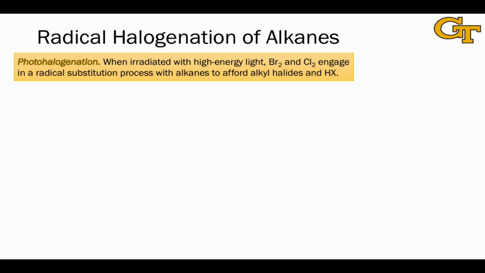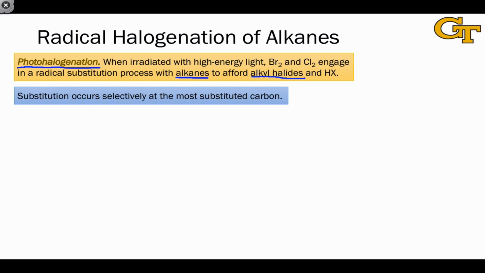Believe it or not, we can take advantage of radical chemistry to engage with alkane CH bonds. This is what happens in the so-called photohalogenation reaction, in which bromine or chlorine are used to substitute for hydrogen in an alkane. This results in a highly useful conversion of alkanes to alkyl halides. Because this reaction involves a radical, substitution occurs selectively at the most substituted carbon. Here's an example of this reaction that uses propane, and we can see here that we have both methyl hydrogens and methylene hydrogens at the central carbon.